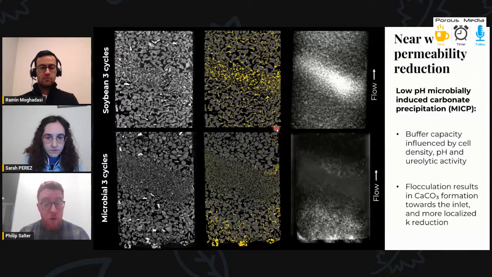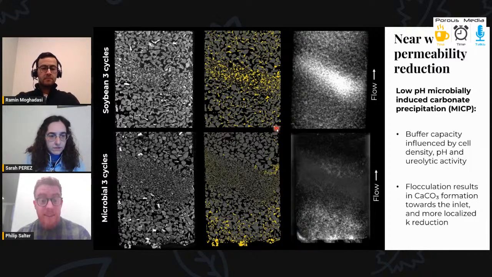In the low pH microbially induced carbonate precipitation process, the buffer capacity of the solution is influenced by the cell density, the pH, and the ureolytic activity of the bacteria. So it's quite hard to control when compared to the soybean process. And what we think happened here is that bacteria flocculated within this inlet region, causing a more localized permeability reduction, which actually may be useful for reducing permeability in the immediate vicinity of leaky legacy oil and gas wells.